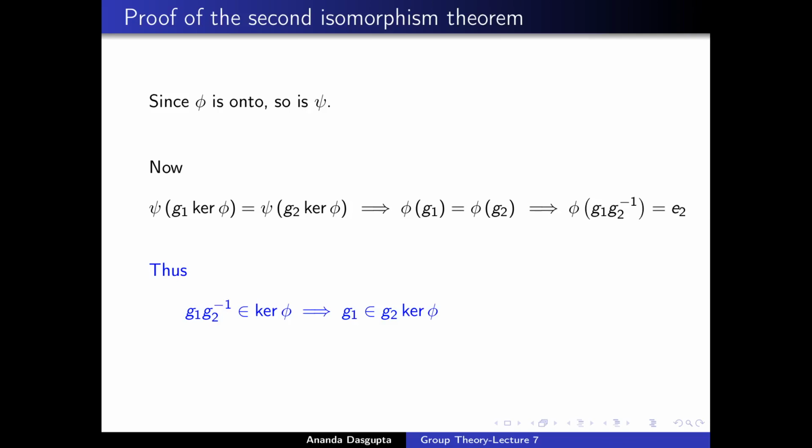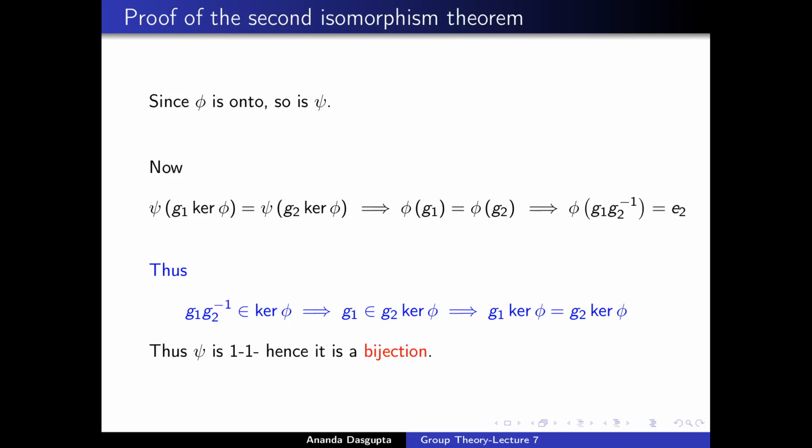But then this implies that G1 belongs to G2 curl phi. So G1 and G2 essentially belong to the same coset with respect to curl phi. And that immediately tells me that G1 curl phi and G2 curl phi have to be the same coset. Therefore, if the map psi gives you the same result on two cosets, then these two cosets have to be one and the same. Hence, psi is one-to-one, and because it's already onto, it has to be a bijection.